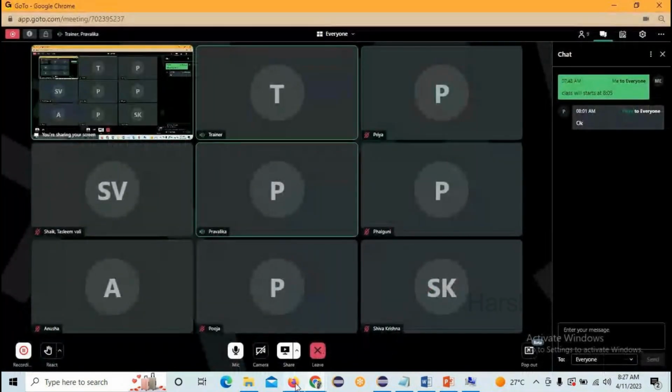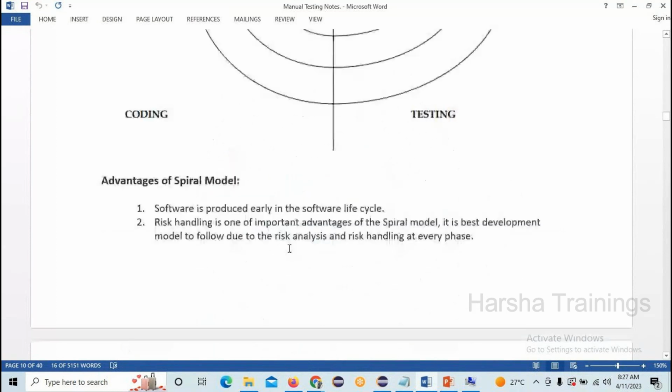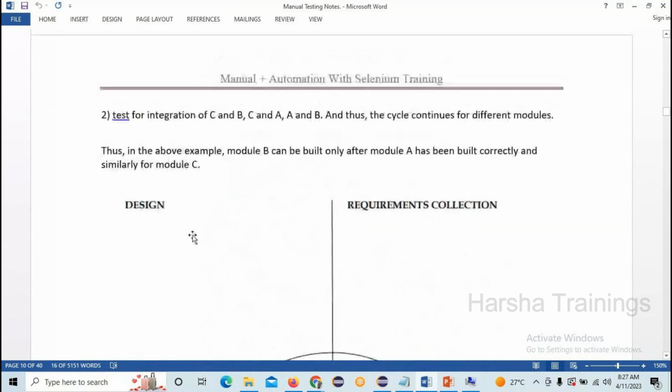Yes, sir. Here you can see, if you see the diagram, you will get a clear idea. As I said, this is the spiral and iterative approach. In the first iteration, we are having the A module. Second iteration, we are having the B module. Third iteration, we are having the C module. And fourth iteration, we are having the D module. By that, you can see how it came under coding, testing, and requirement collection and design.